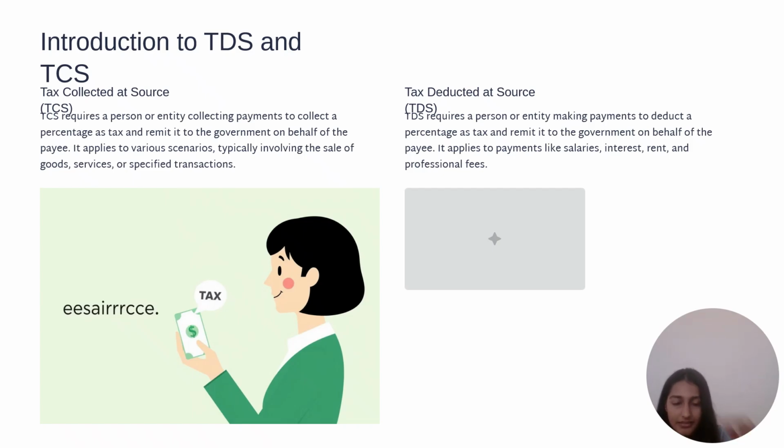So TDS and TCS are two major components. TCS requires a person or entity to collect payments from customers while making them a payment. And TDS requires a person or entity making payments to deduct a percentage as tax and remit it to the government on behalf of the payee. It is applicable on payments like salary, interest, rent, and professional fees.